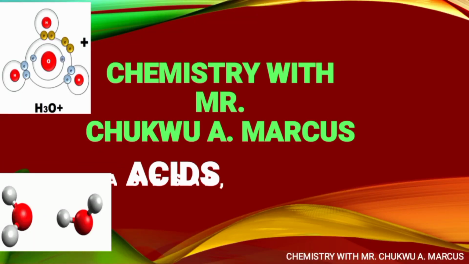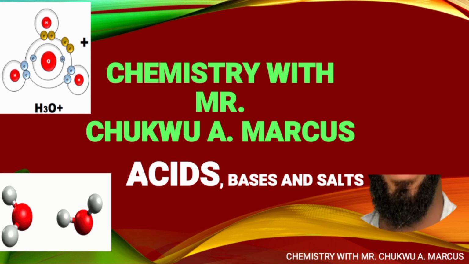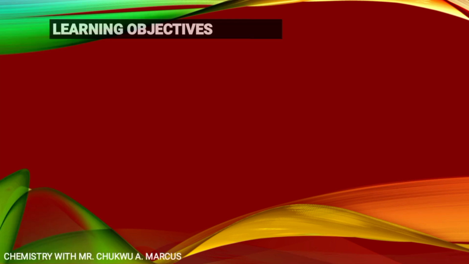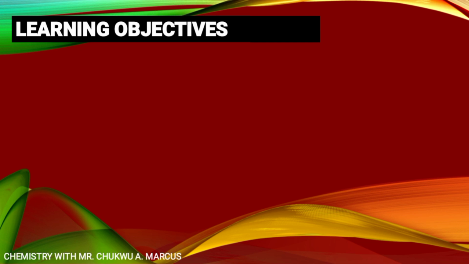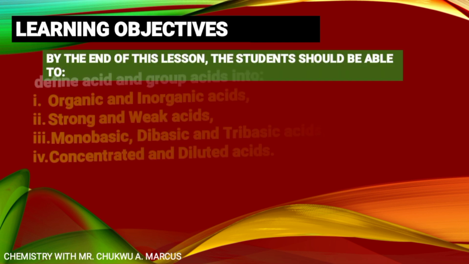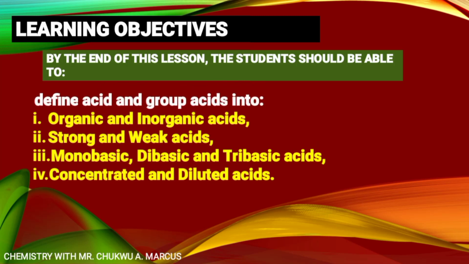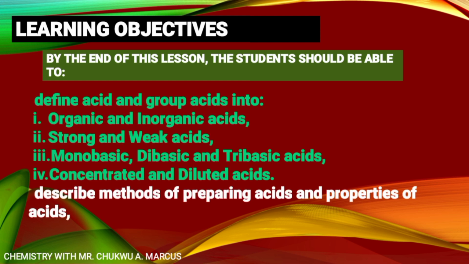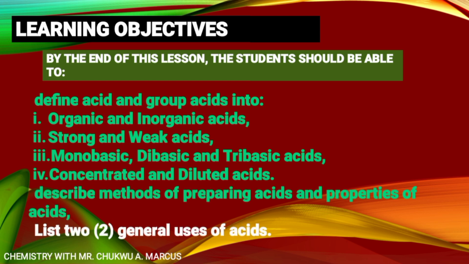We are looking into acid, base and salt series, but in this video we are looking into acid. So I have my own expectation from you as a student. That is what you should be able to do at the end of this video. As you can see on the screen, you should be able to define acid and group acids, describe methods of preparing acid and give properties of acid. That is my expectation from you, and also be able to give two general uses of an acid.